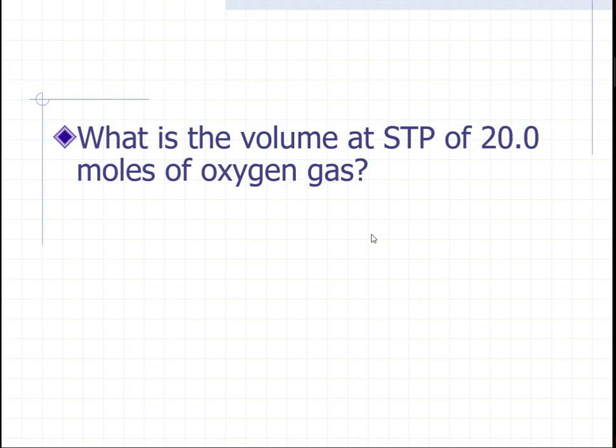Also slightly reminiscent, slightly connected to what we're doing and what we did a couple weeks ago, we can go from moles to volume. So let's take that 20 moles of oxygen and say, if we had 20 moles of oxygen, what would that volume be at STP?